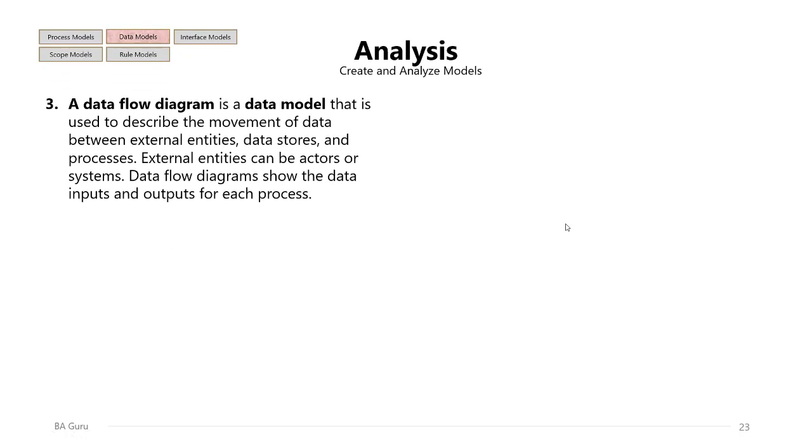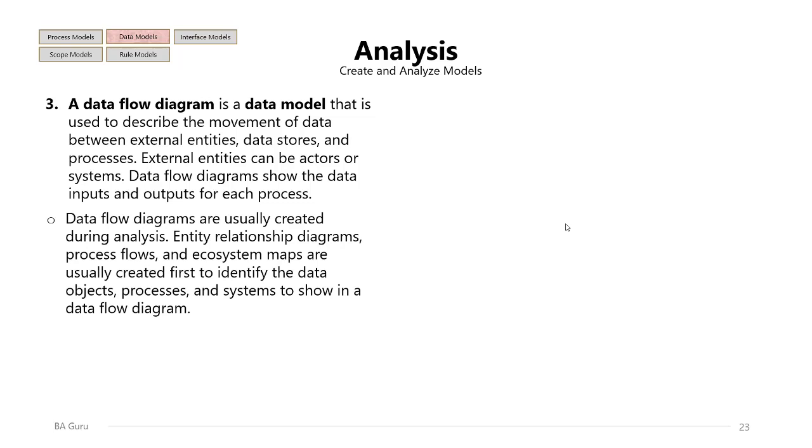The third model is the data flow diagram. It's also a data model, used to describe the movement of data between external entities, data stores, and processes. As from the name, it is used to represent the flow of data between different entities, including data stores, processes, and external entities. External entities can be actors or systems. Data flow diagrams show the data inputs and outputs of each process.